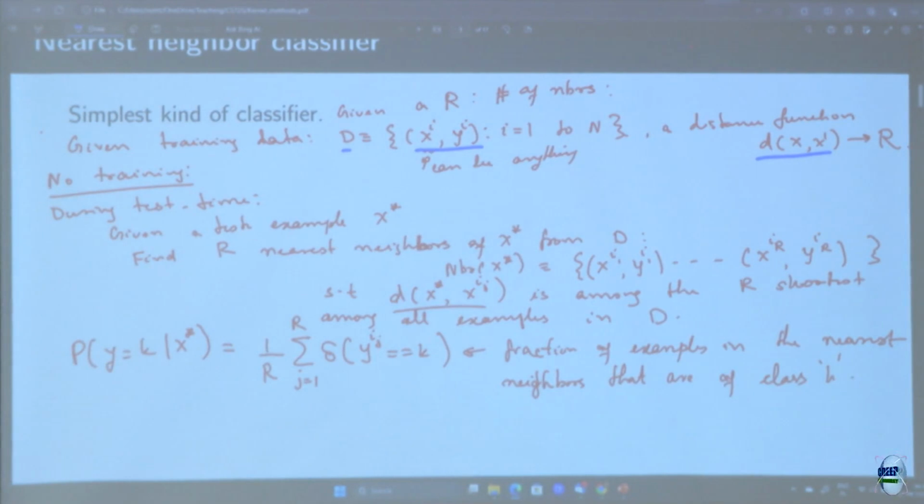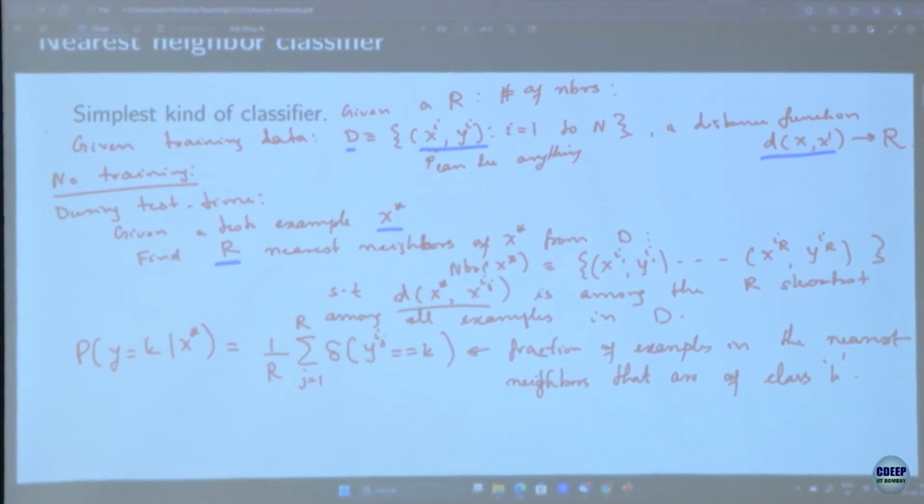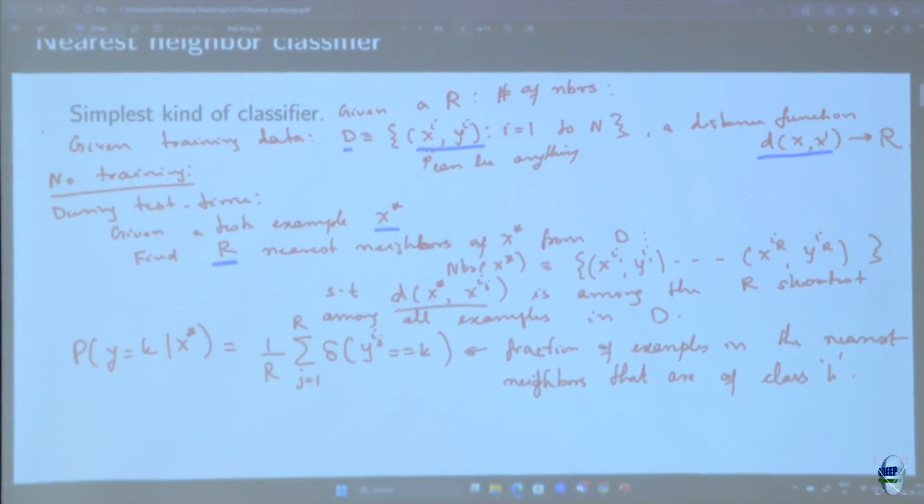During test time, you are given a test example X star. Then you find a fixed number of neighbors. Say that number of neighbors that you find, you will determine based on cross-validation. Let's denote that number as R. R could be something like 10, okay? It's a small number. So you find the R nearest neighbors of X star from the training data set, and the nearest neighbors is as per the distance function which has been given by the user. So you find the R closest examples from the training data set to this test example X star. So this set we are calling the neighbors of X star. Okay, these are the closest R examples.